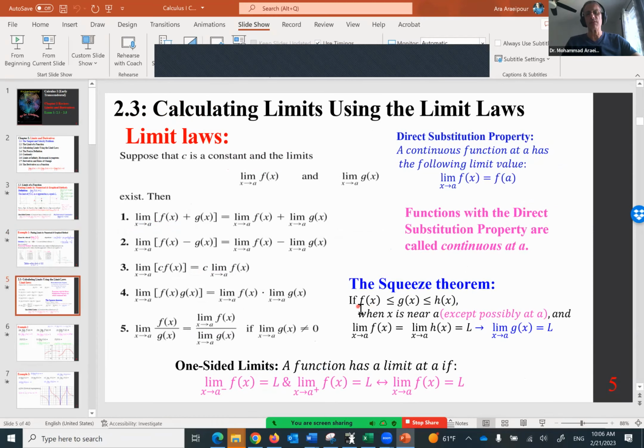The squeeze theorem says if a function g of x is in between f and h, when x is near a, except possibly at a, and the limits of f of x and h of x, both of them as x approaches a, exist and are equal to some value, for example L, then the middle function, the limit of g of x as x approaches a, gives us the same result.